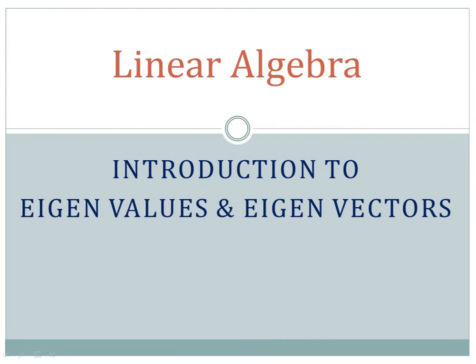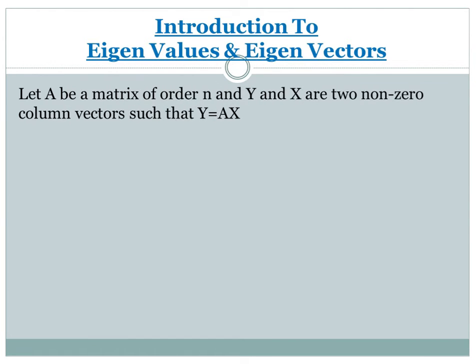Hello students, today in this video lecture we discuss some basic concepts which are required to find eigenvalues and eigenvectors. Okay, this is a part of linear algebra. So let A be a matrix of order n, and y and x are two non-zero column vectors such that y is equal to Ax.